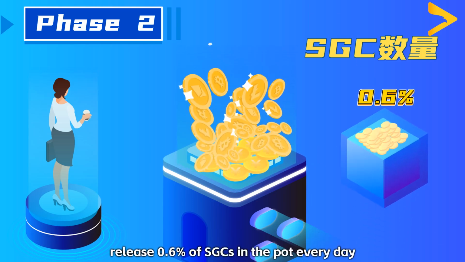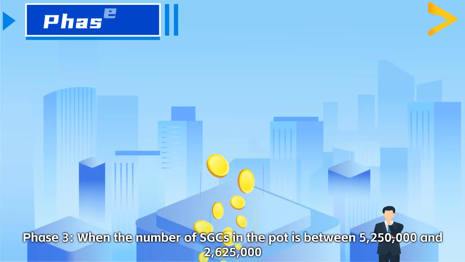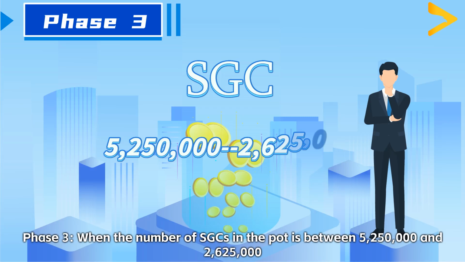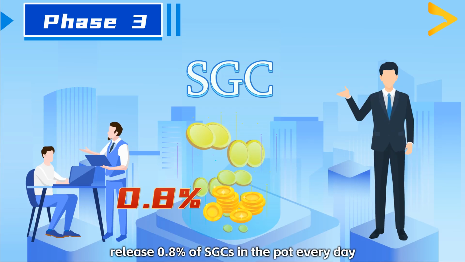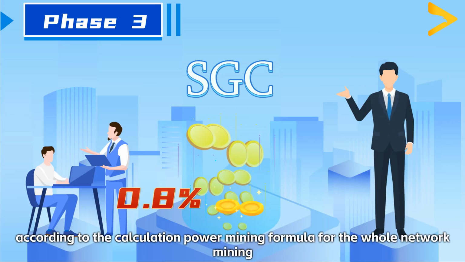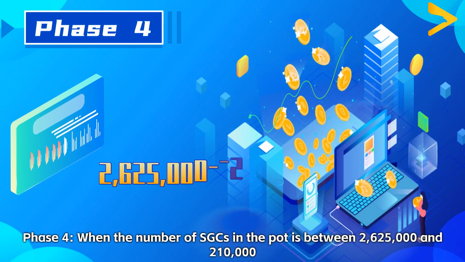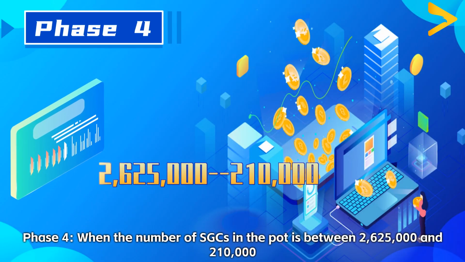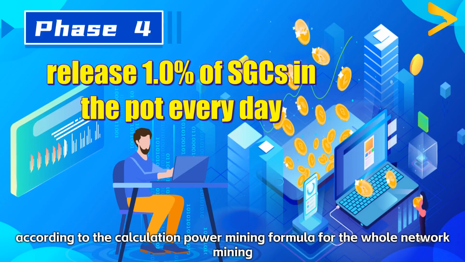Release 0.6% of SGCs in the pot every day according to the computing power mining formula for the whole network mining. Phase 3, when the number of SGCs in the pot is between 5,250,000 and 2,625,000. Release 0.8% of SGCs in the pot every day according to the computing power mining formula for the whole network mining. Phase 4, when the number of SGCs in the pot is between 2,625,000 and 210,000. Release 1% of SGCs in the pot every day according to the computing power mining formula for the whole network mining.